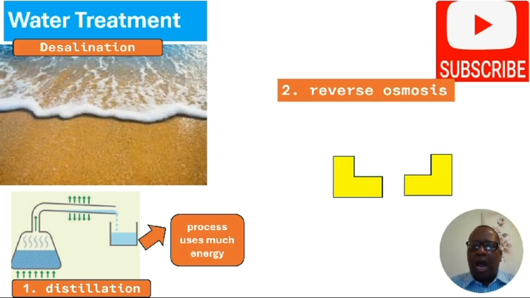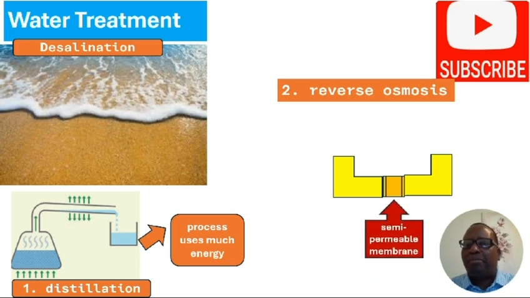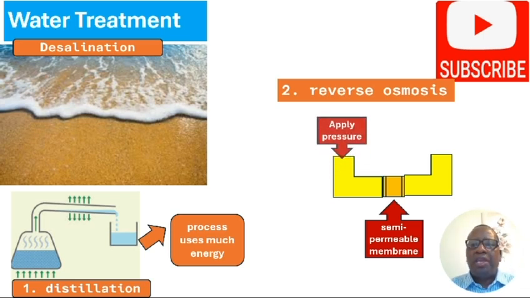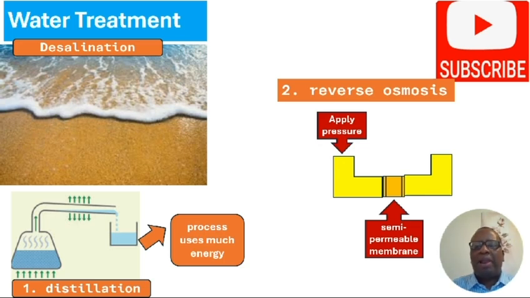But now we're going to use our knowledge, our education. How are we going to remove the salt particles? We need a semi-permeable membrane. This membrane allows only pure water to pass. The salt water will remain on this side.